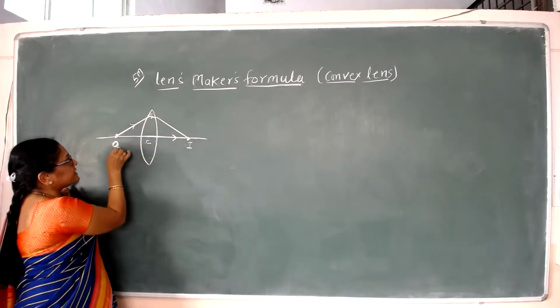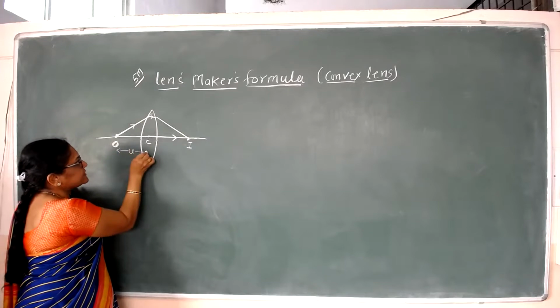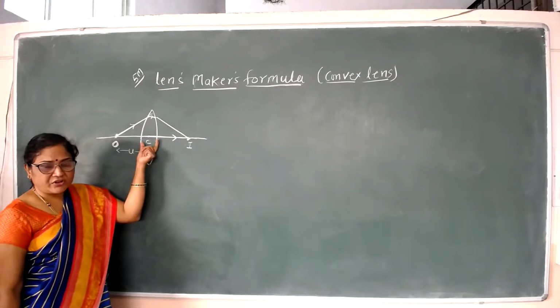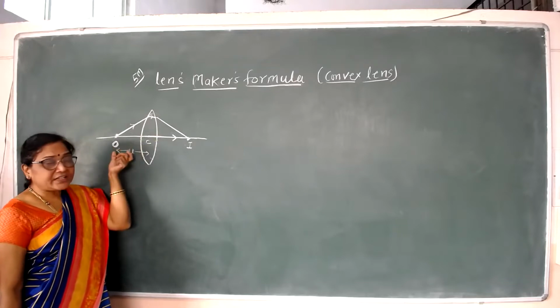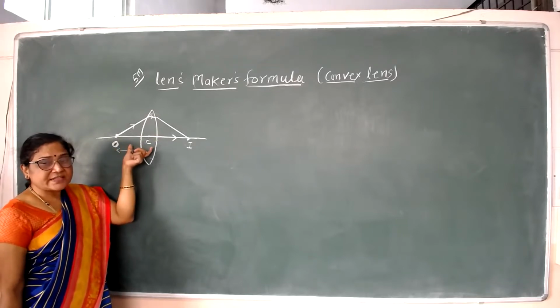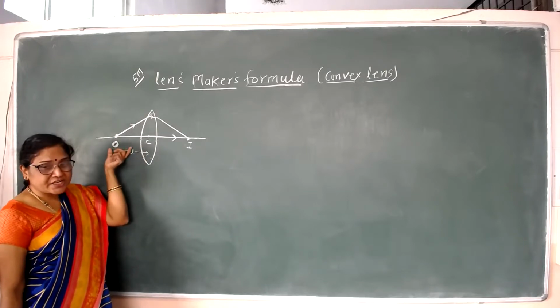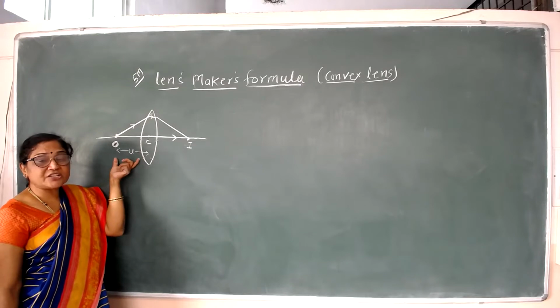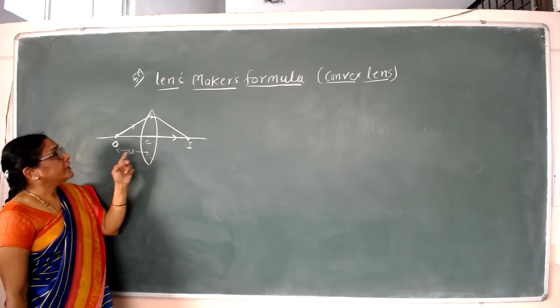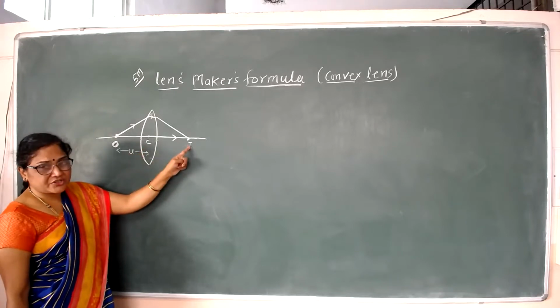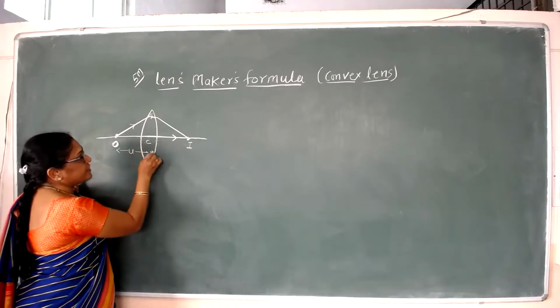This is known as the object distance: the distance between the center of the lens and where the object is situated. The distance between the center of the lens and the object is known as the object distance, denoted by the letter u. The distance between the center of the lens and the image is known as the image distance, v.